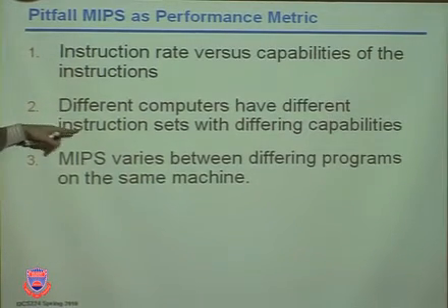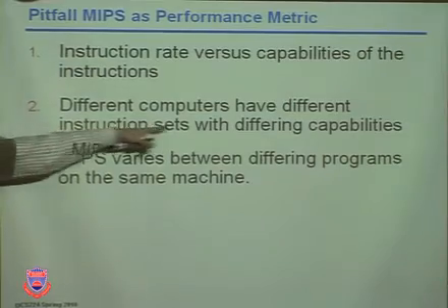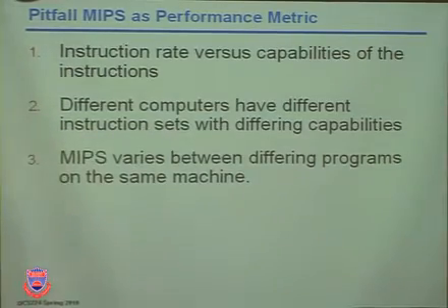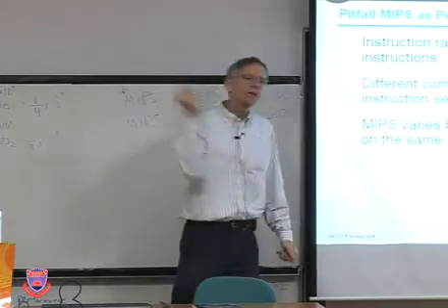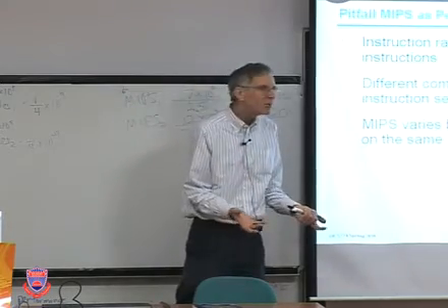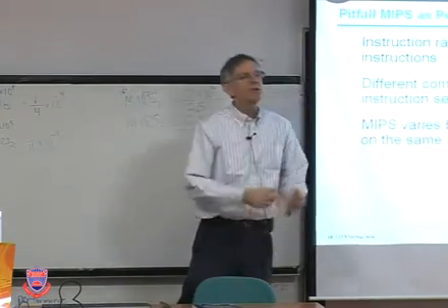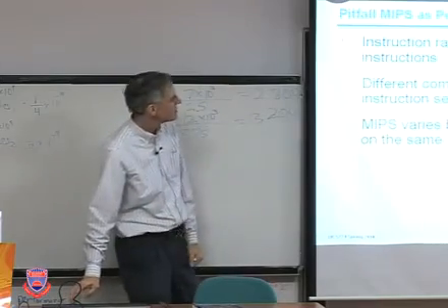Secondly, different computers have different instruction sets with different capabilities. Yeah, MIPS, RISC and CISC are completely different. So saying, I've got a RISC machine that has an enormous MIPS, okay, yeah, but what's the actual computing throughput or performance in time? That's what matters.